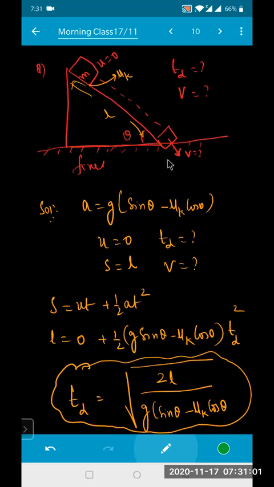Time taken to move on an inclined surface. This is the formula: under root, 2L by g into sin theta minus mu k into cos theta. If it is a smooth surface, what is the friction? Zero.